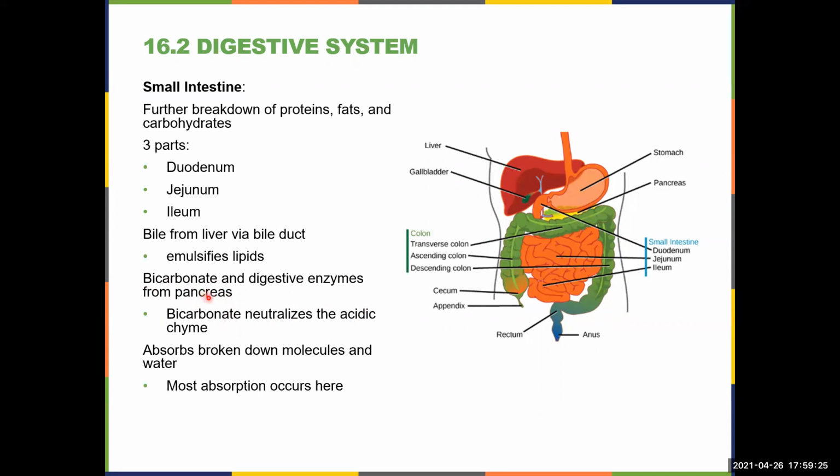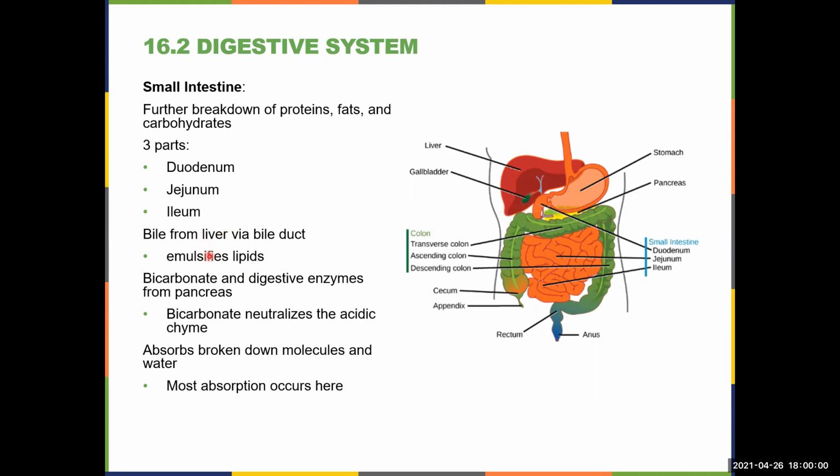The pancreas also will release many different digestive enzymes to help break down those molecules that are in the chyme. Now, the liver will also release bile. So the liver and the gallbladder work together on this. And we'll talk more about the liver, the gallbladder, and the pancreas in a little bit, but we're just briefly going to mention that the bile comes from the liver and the gallbladder via the bile duct, which enters right into the duodenum, the beginning of the small intestine.